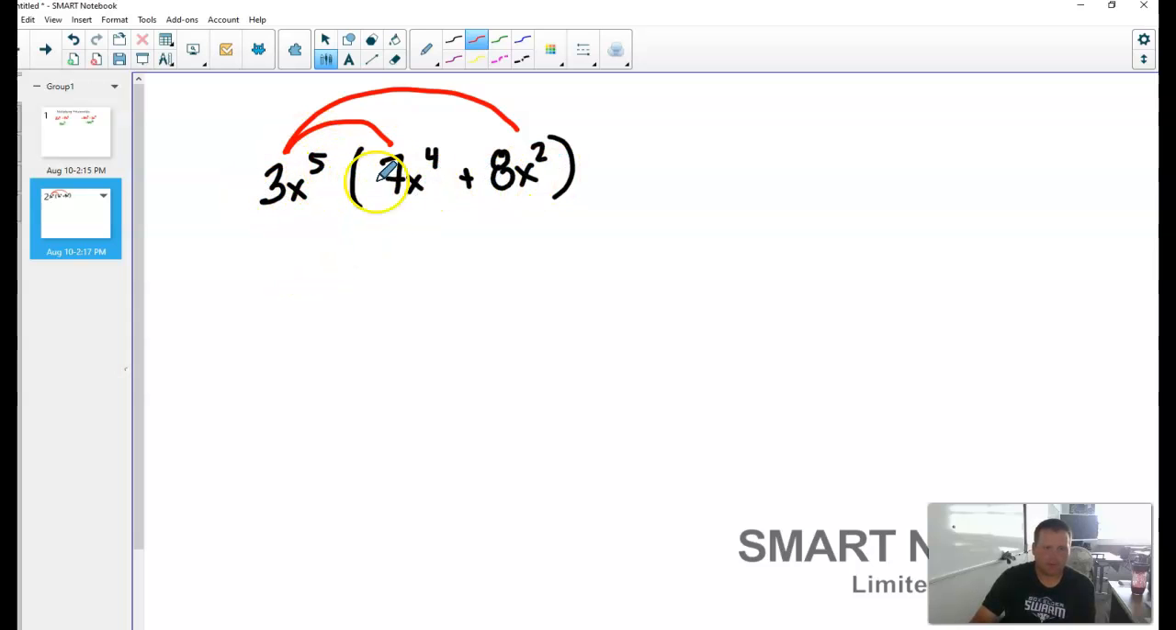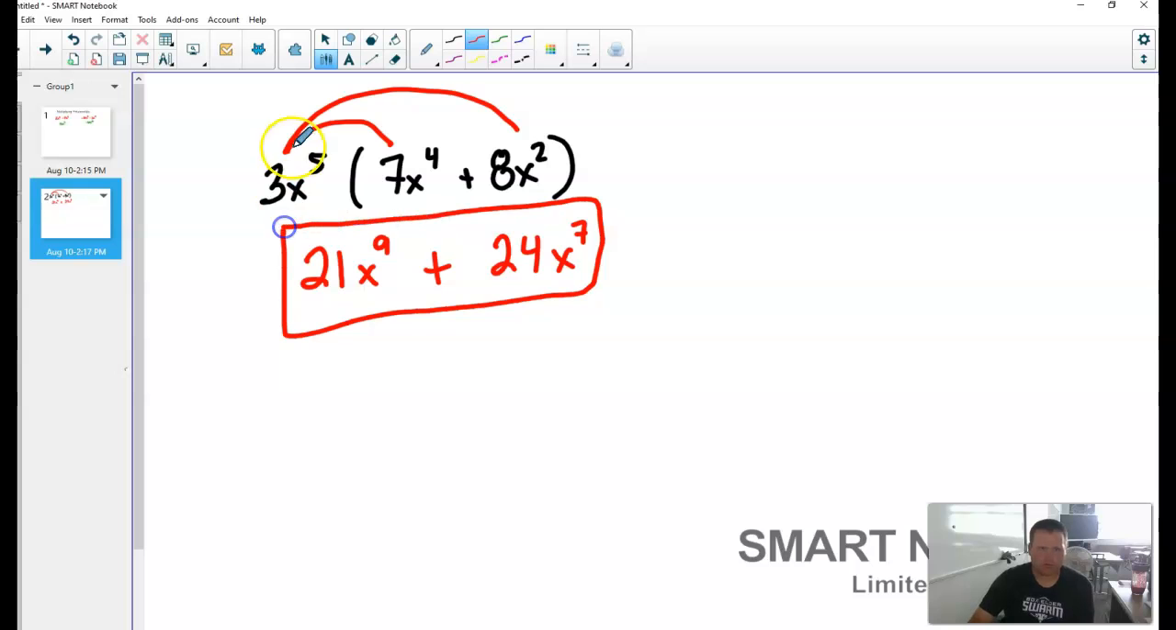So I'm going to go 3x to the 5th times 7x to the 4th. 3 times 7 is 21, and then x, 5 plus 4, which gives me 9. And then 3x to the 5th times 8x to the 2nd: 3 times 8 is 24, and 5 and 2 gives me 7. And then I'm going to have addition because that's what the sign gives me. So we're just distributing this monomial through.